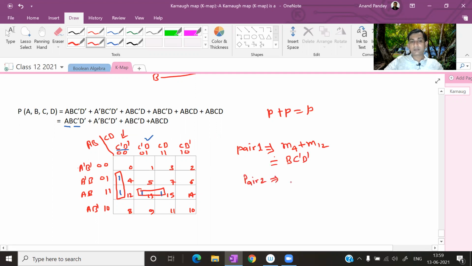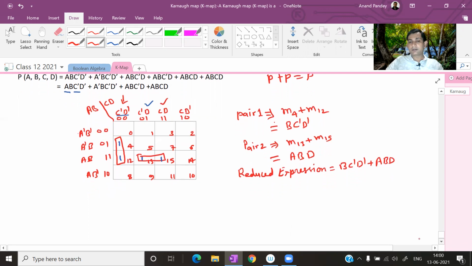pair 2 is small m13 plus m15, and from that pair what will we get? You can see one row AB and two columns, this and this. So from the columns you'll get D. Okay, so finally the reduced expression is equal to B C dash D dash plus A B D.